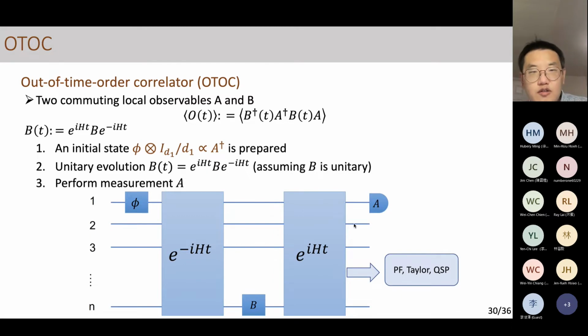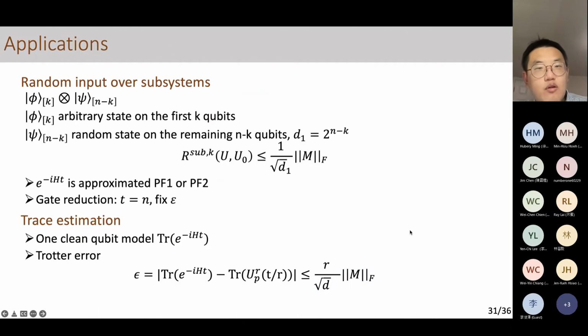Here is why we need our analysis. In practice, you may not have direct access to this evolution, so you need some algorithm to approximate it. Then you will have an error here. By using the worst case error, this error is much bigger. But if we use our tighter average case error analysis, we can refine this error. So our result is about the random input over a subsystem.